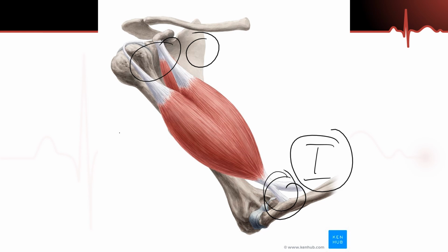So we don't need to know the specific parts of the scapula and the radius to figure out what the biceps muscle is going to do. The biceps muscle has a tendon on each end. One tendon attaches to a bone that doesn't move, called the origin. In this case, that's the scapula. And one tendon attaches to a bone that does move, the insertion. In this case, that is the radius.